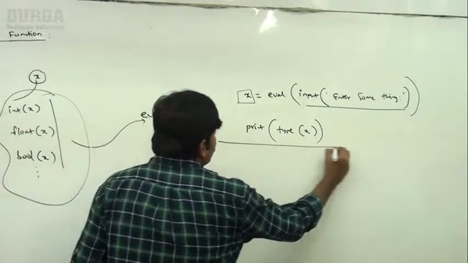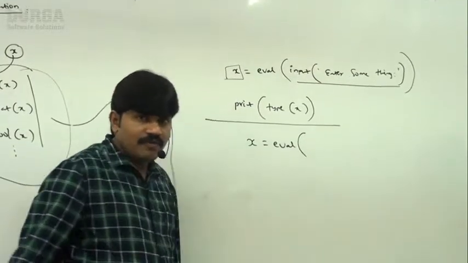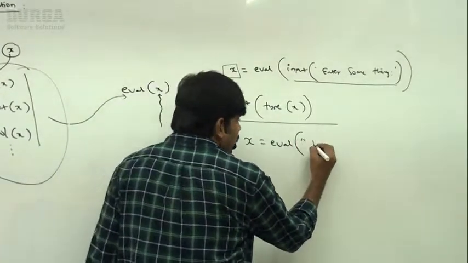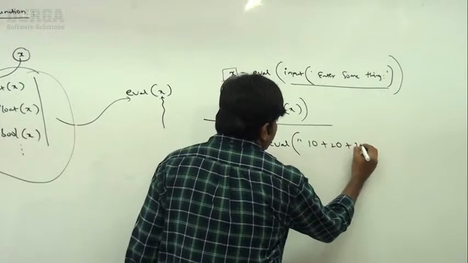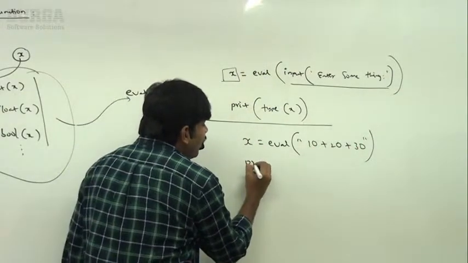Now observe this one. If I take x is equal to eval of 10 plus 20 plus 30, like this I am taking, and print of x.